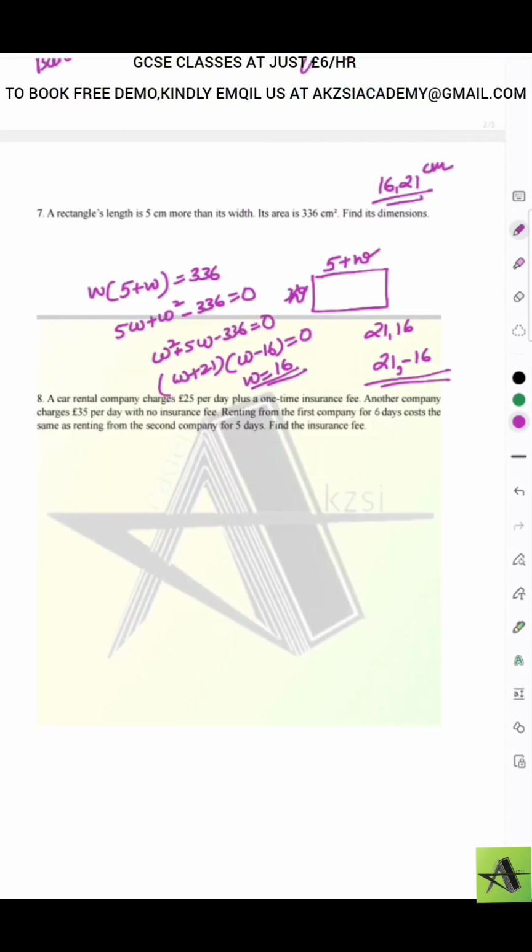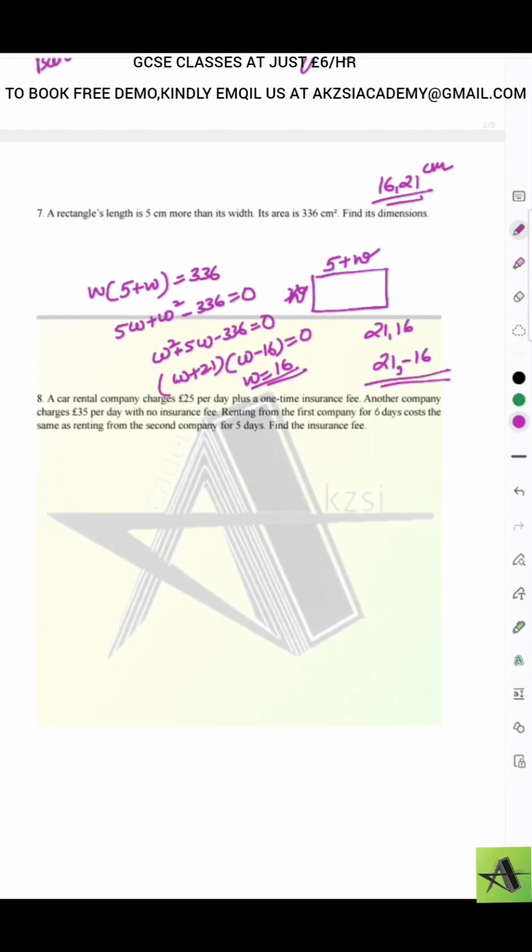Now question 8 says a car rental company charges 25 pounds per day plus a one-time insurance fee. Another company charges 35 pounds per day with no insurance fee. Renting from the first company for 6 days costs the same as renting from the second company for 5 days. Find the insurance fee. Okay, well, this is a very simple one. It's almost a linear equation.